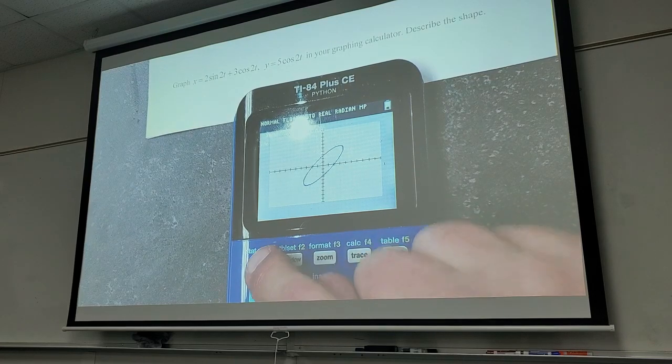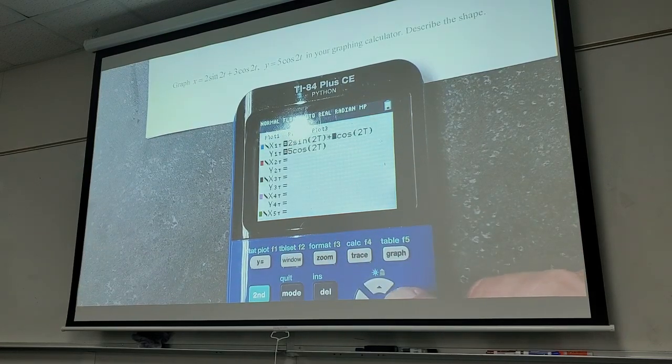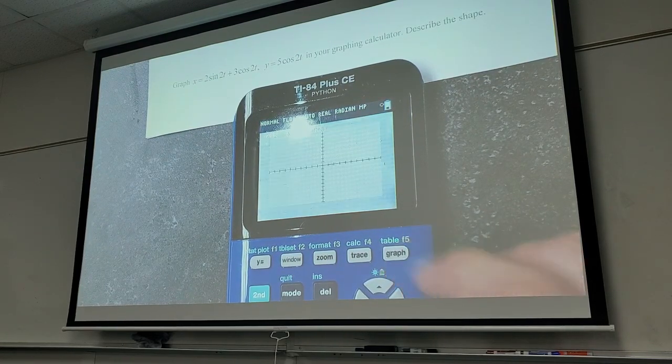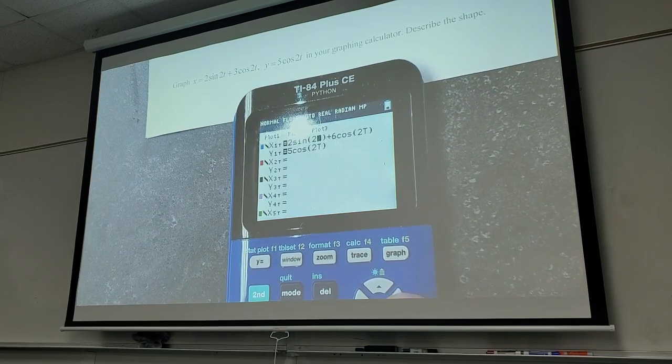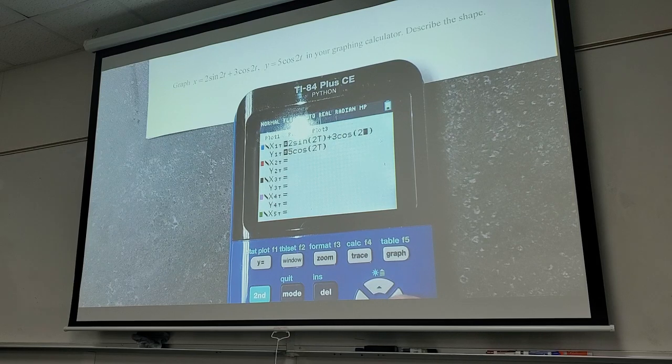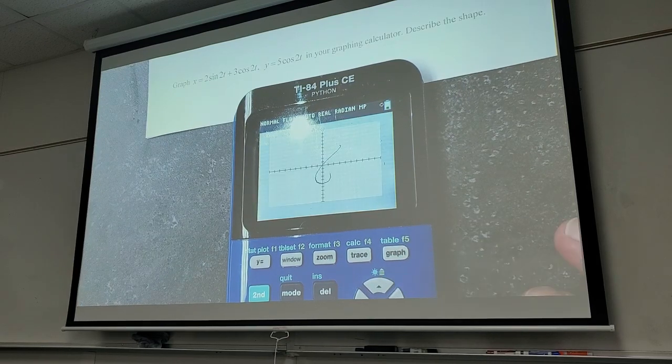So if we play around with this a little bit, what if I made this plus 6 cosine 2t? Makes it skinnier and longer. And I like it. What if I made this cosine 3t? Now we're talking, right? This is like logo design. No?